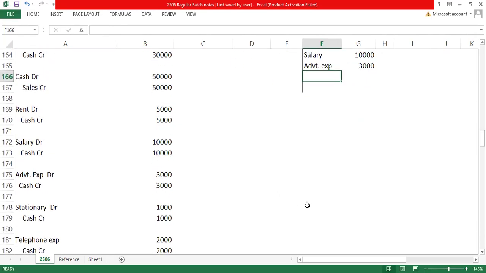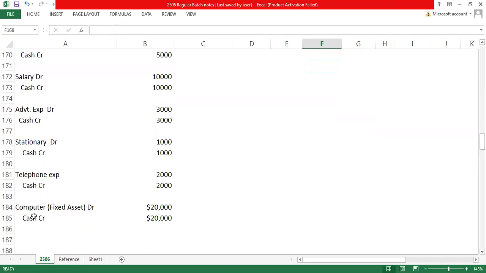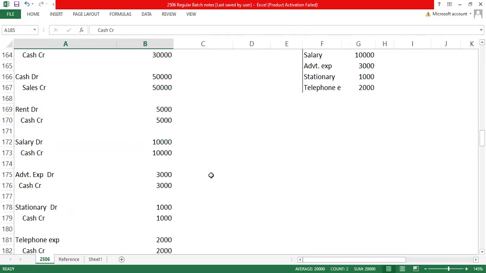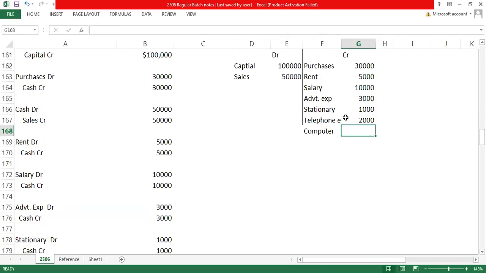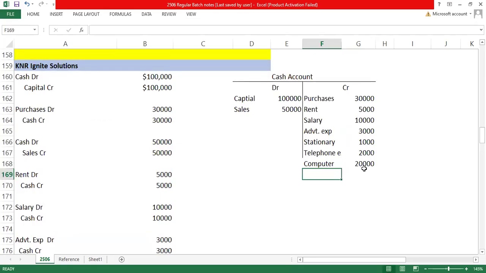Now, if I look at the other ones, stationery is another 10,000. Or is it 1,000 or 10,000? Sorry, it is 1,000. Sorry, I looked at salary and got confused. Okay. Stationery is 1,000 and telephone expenses are an additional 2,000. And you purchased a fixed asset, a computer. Here also you spent some cash. So how much is the computer? It's 20,000.